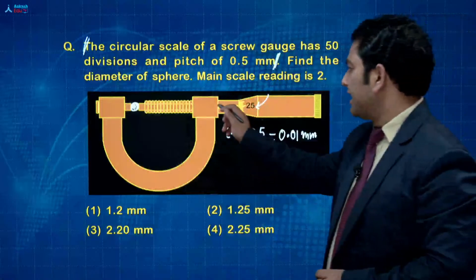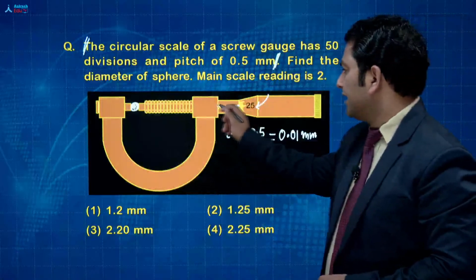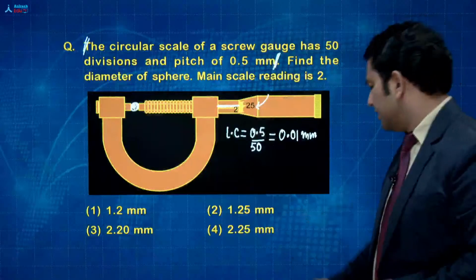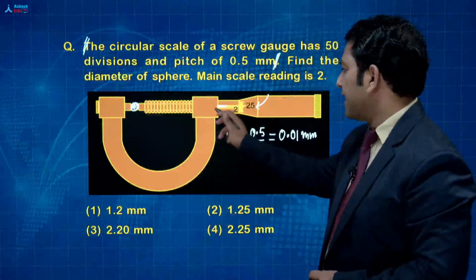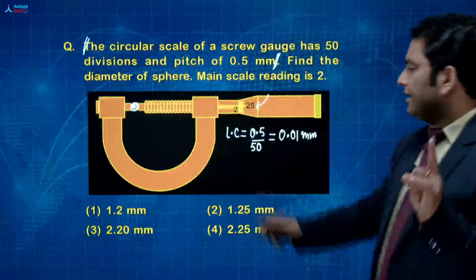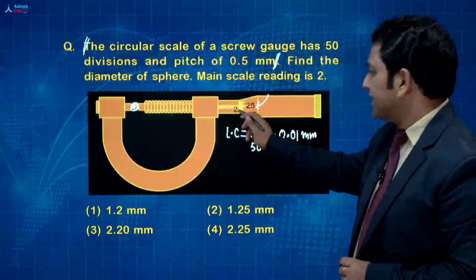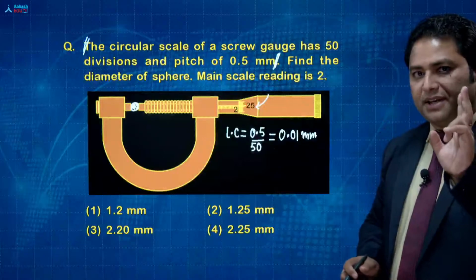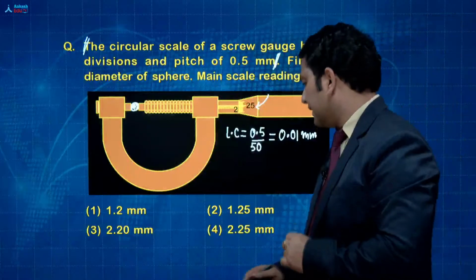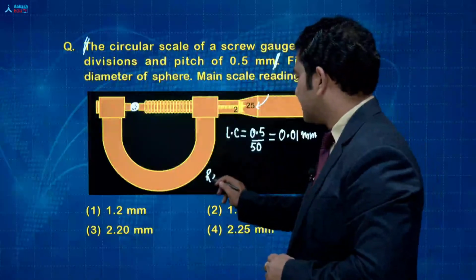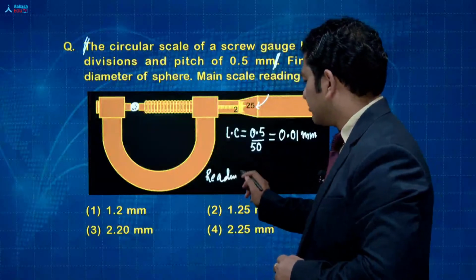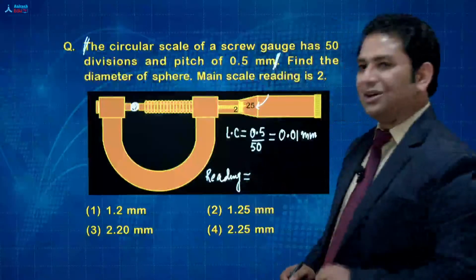Where is the linear scale? Here is the linear scale. With this linear scale the 25th division is matching. Let me tell you again, this is the second main scale division, not 2 millimeter. So how do we take the reading? That's a big thing, and it's big but very, very interesting and most importantly quite simple.